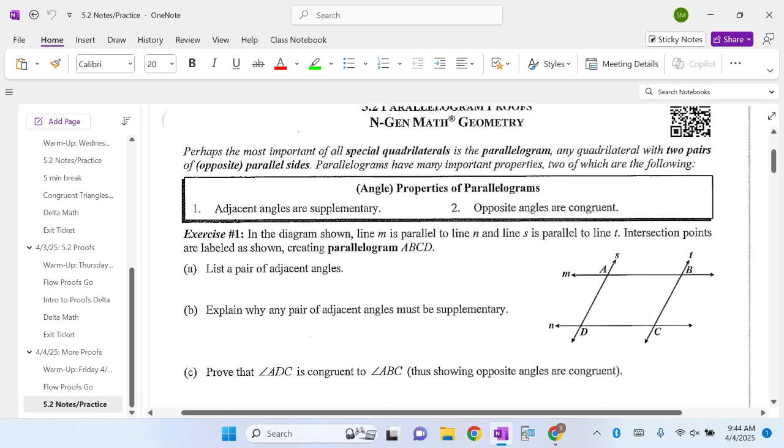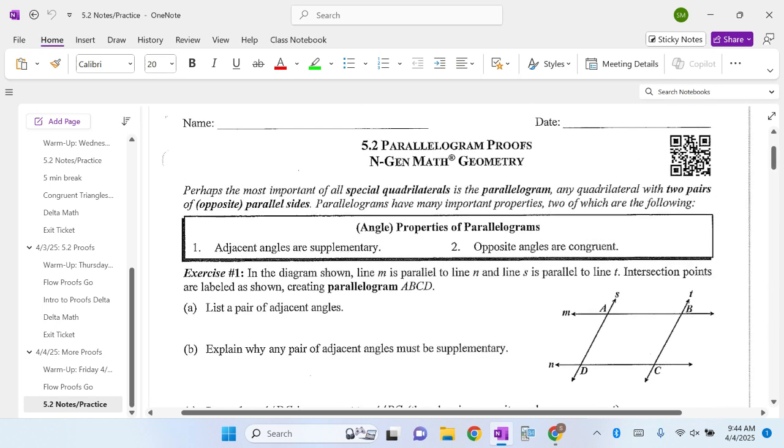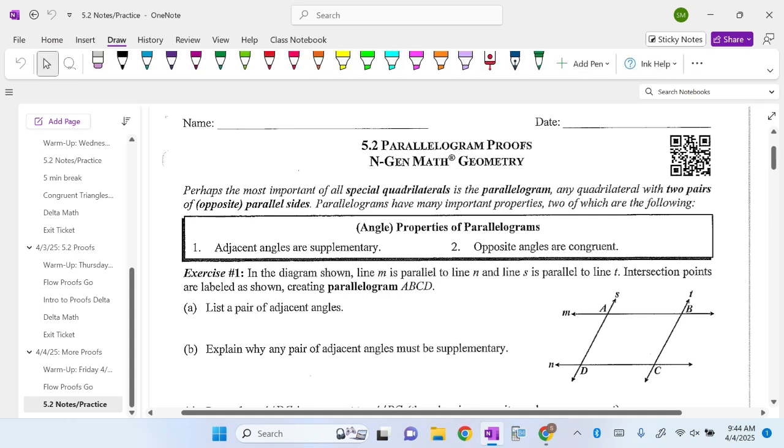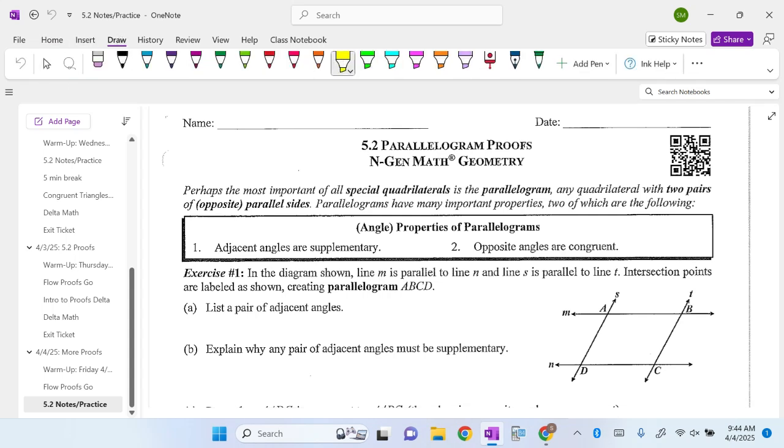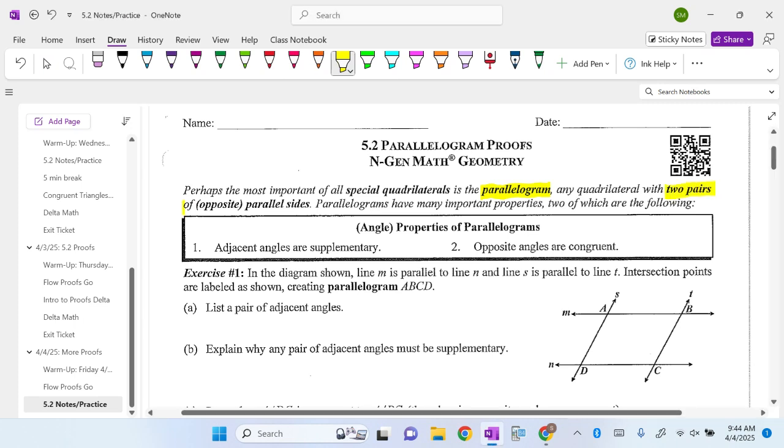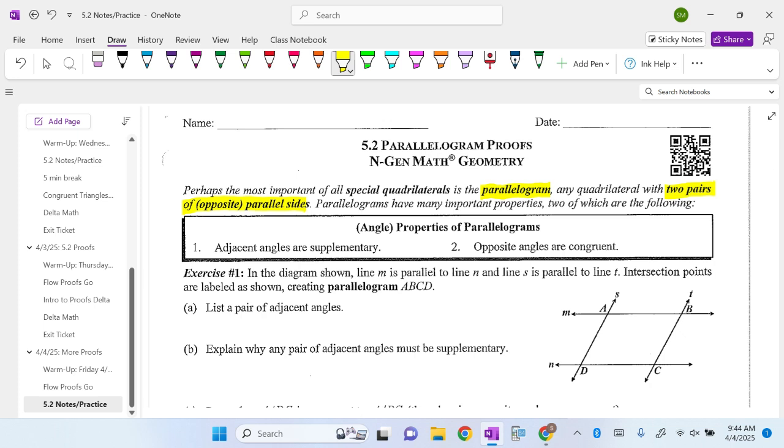All right, so perhaps the most important of all of the special quadrilaterals is the parallelogram, because any quadrilateral with two pairs of opposite parallel sides is considered a parallelogram. Now, the important properties of a parallelogram that you need to know are that adjacent angles are supplementary and the opposite angles are congruent. Those are the two major things, besides that there are two sets of parallel sides.